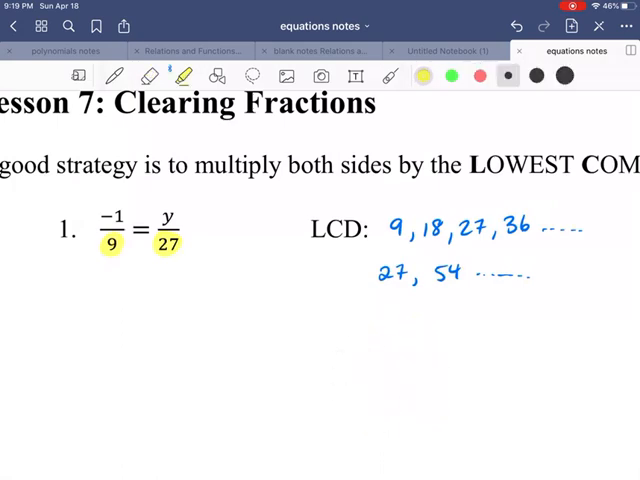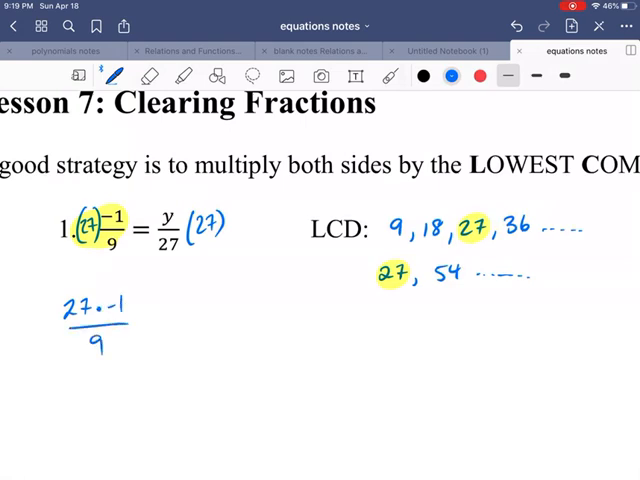We then look at the first number that comes up that's the same for both of them. And in this case, it's 27. So what we're actually going to do is multiply both sides by 27. And what that does is, for this numerator here, we get 27 times negative 1 over 9.